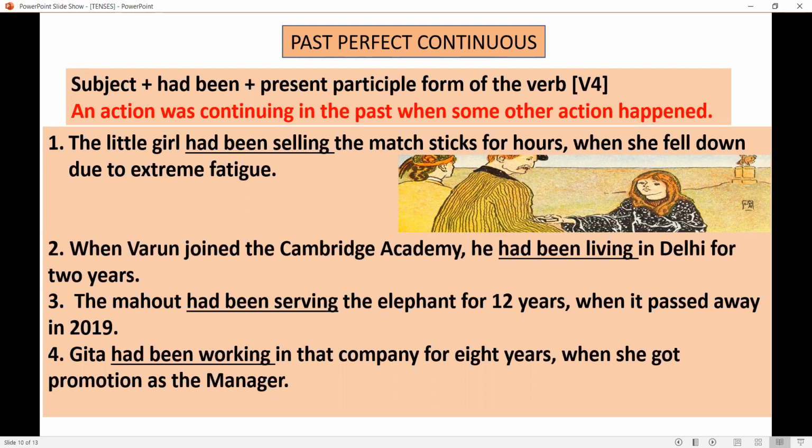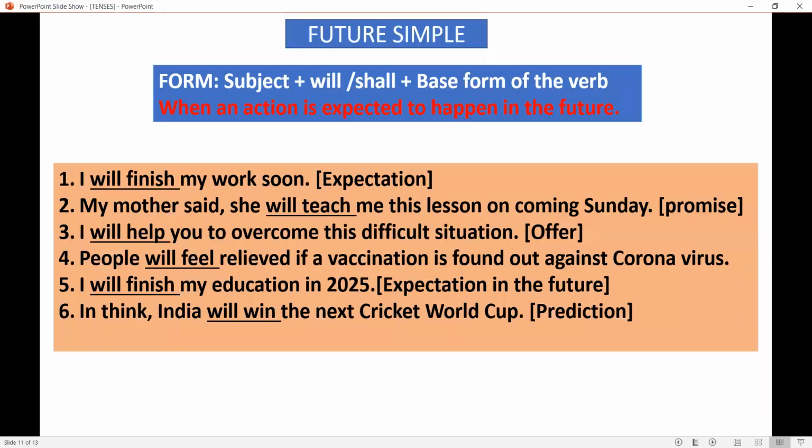Another example, Geeta had been working in that company for 8 years when she got the promotion as the manager. Okay, so 8 years she had been working, and that moment she got promotion as a manager. She's working still. All right, in the past. Now, I hope you understood the usage of past perfect continuous also. Let's move to future tense.